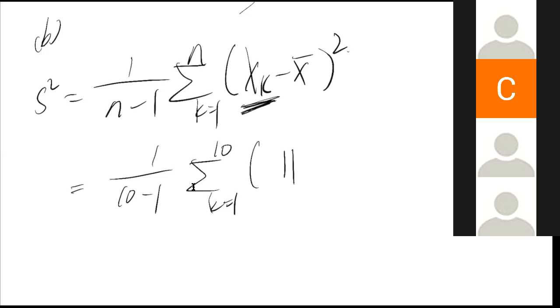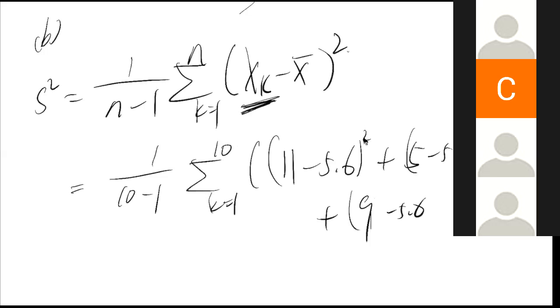So 11 is our first data point, minus 5.6, squared, plus 5 is our second data point, minus 5.6 squared, and so on, plus 9 is our last data point. So we calculate the result, and that's about 8.044.